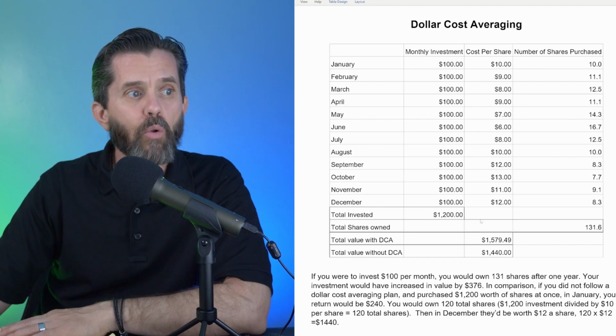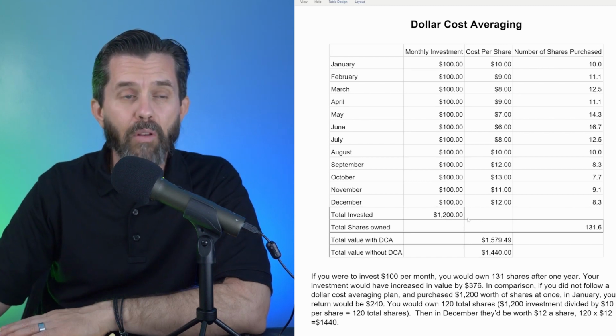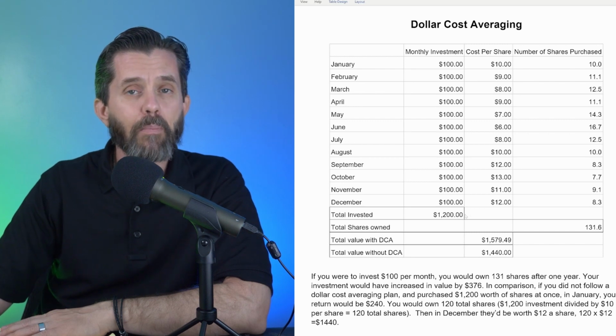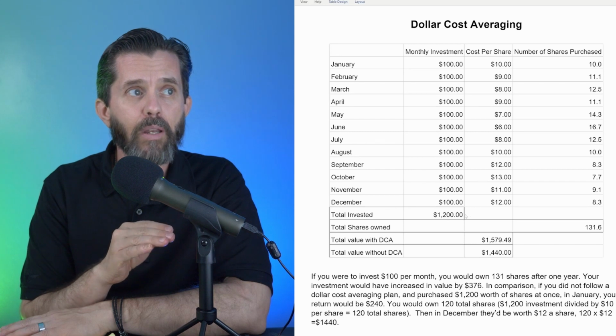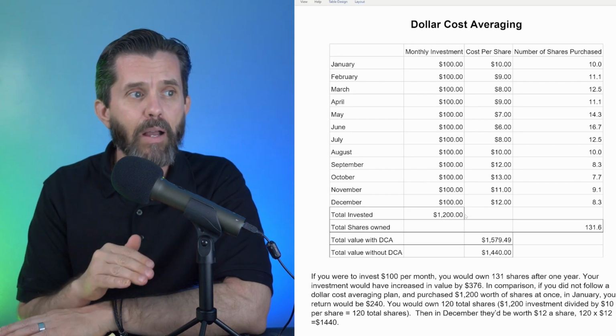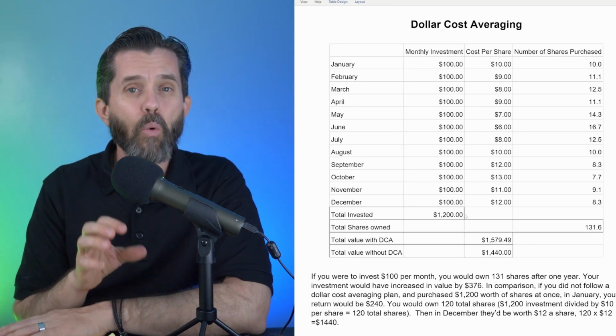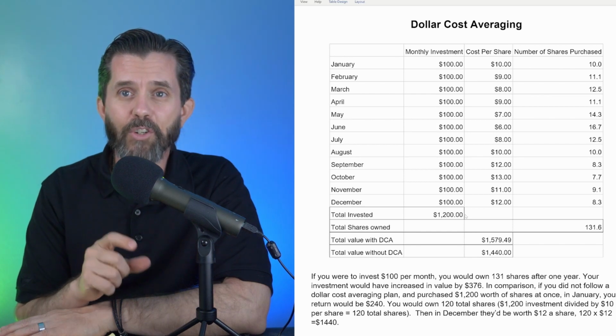So you put a total investment here, as it shows here, of $1,200. That's your total investment. And I'm going to share with you in a minute the difference between having taken this $1,200 and put it in at $100 intervals every month, or what would have happened had you put in all $1,200 in January.